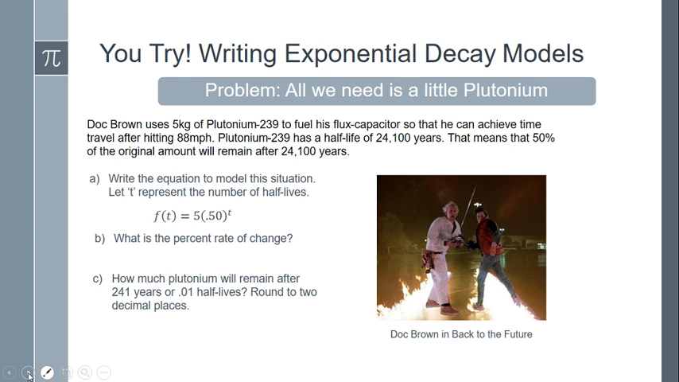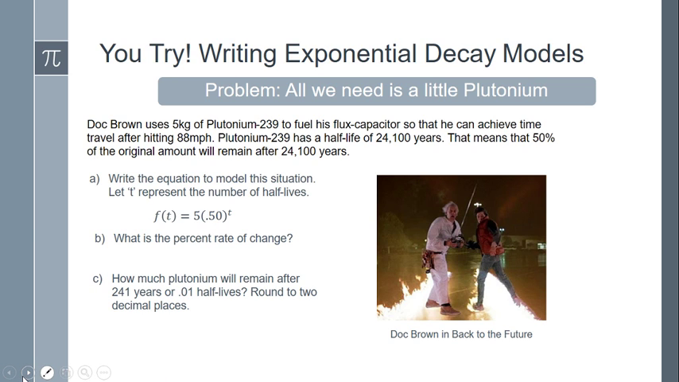Alright, so I'm going to start out with my exponential decay model. And we see that the initial amount is 5 kilograms. So where there's A, I plugged in a 5. And then this is decreasing by 50%. So the decay rate is 0.50, and 1 minus 0.50 gives us 0.50 again. And then we go ahead and raise that to t, which is representing our number of half-lives. So writing the exponential model when you're given the appropriate information is easy.